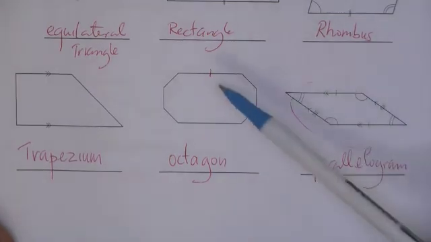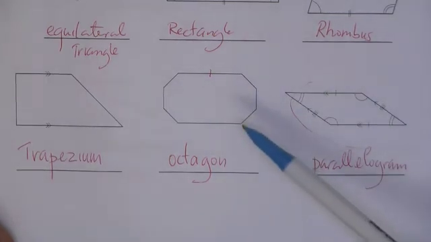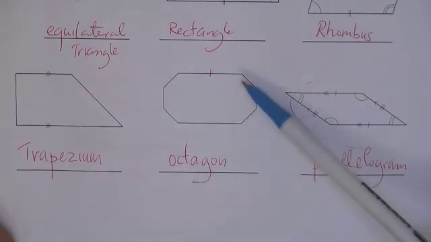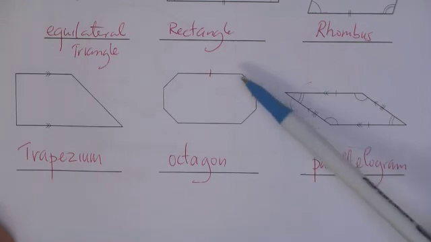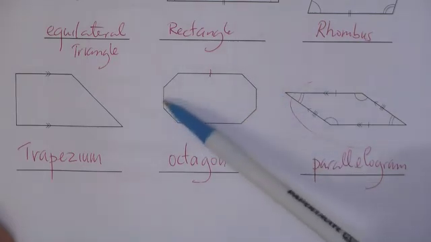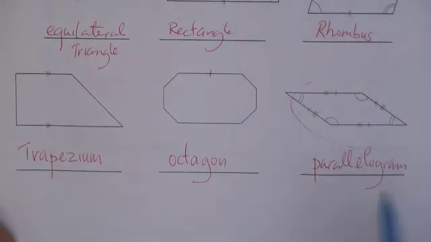This next one along doesn't have any side or angle markings. It's just a flat, closed shape with straight sides. So we count the number of sides starting here. 1, 2, 3, 4, 5, 6, 7, 8. It has 8 sides, so we would call that an octagon.